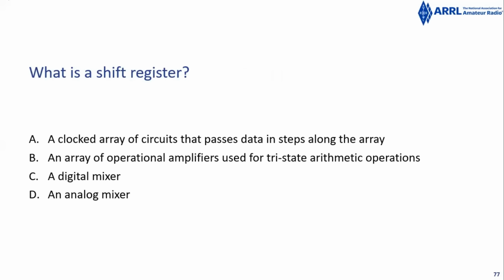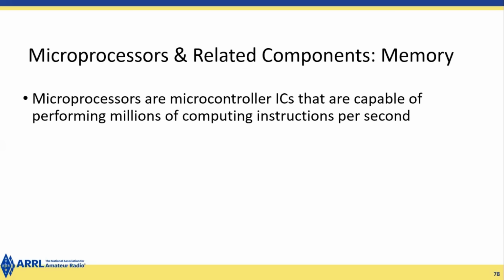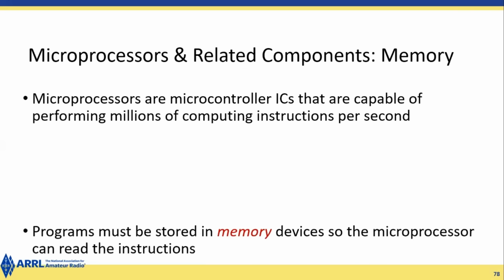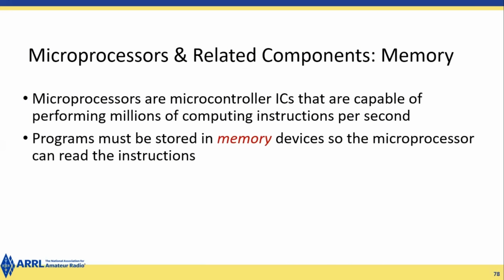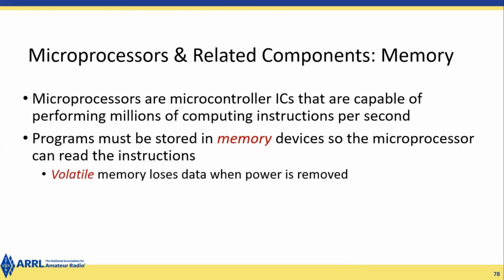What's a shift register? A clocked array of circuits that passes data in steps along the array. It's A. Okay, microprocessors and microcontroller ICs are capable of performing millions of computing instructions per second. That's what a microprocessor is. Programs must be stored in memory devices so the microprocessor can read the instructions.